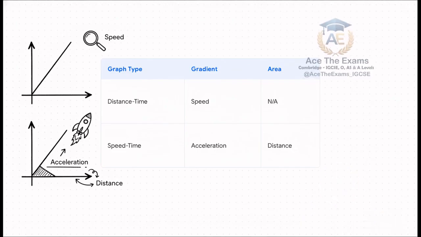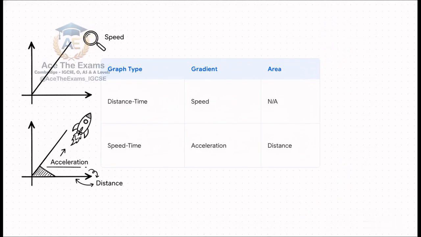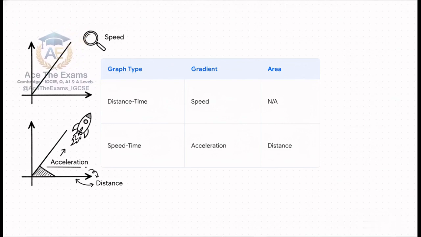But shift your attention to the speed time graph. If you calculate the gradient of a speed time graph, boom, you unlock the acceleration. And crucially, this is a big one, if you calculate the area under the line on a speed time graph, you determine the total distance traveled.